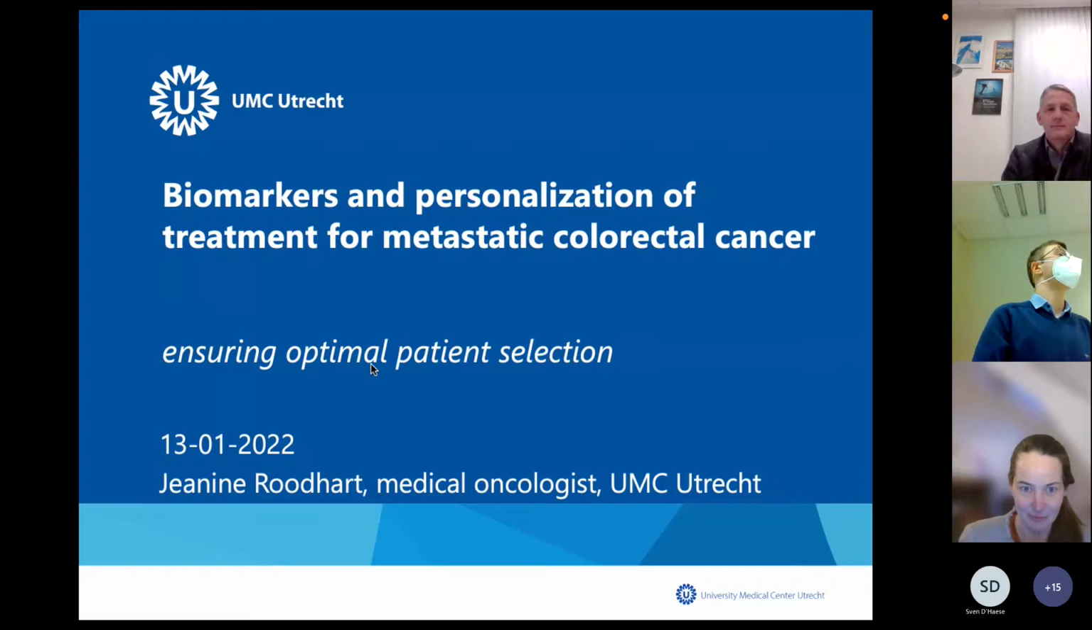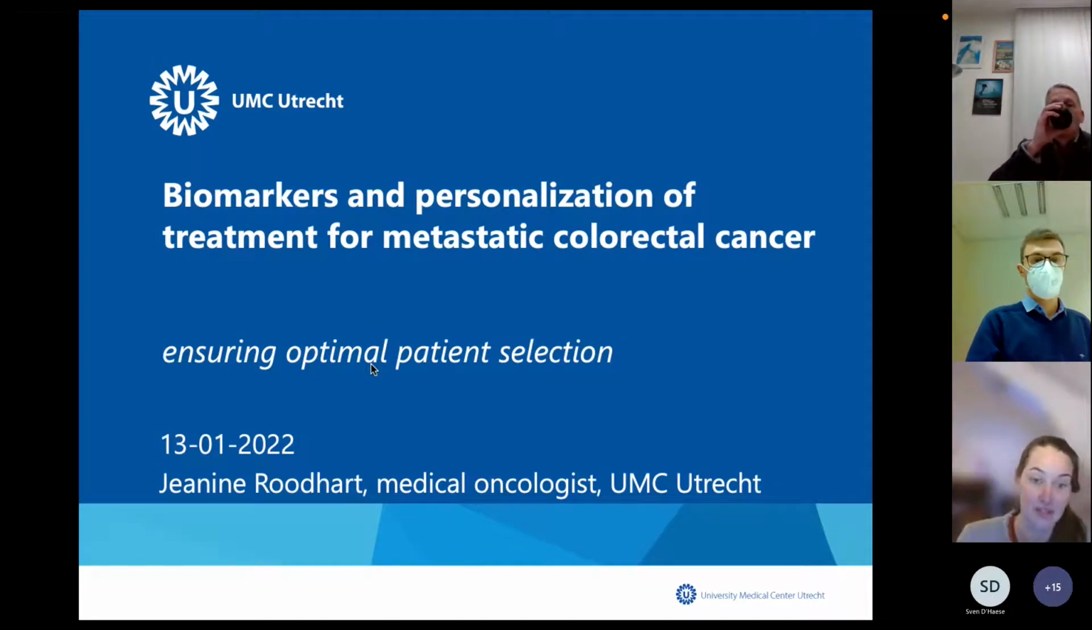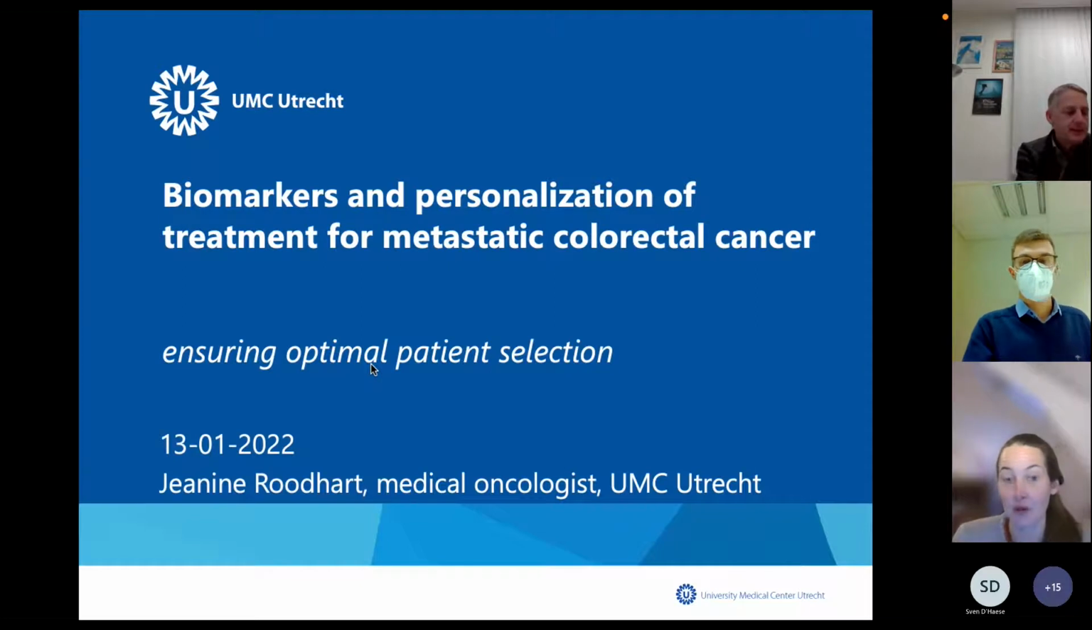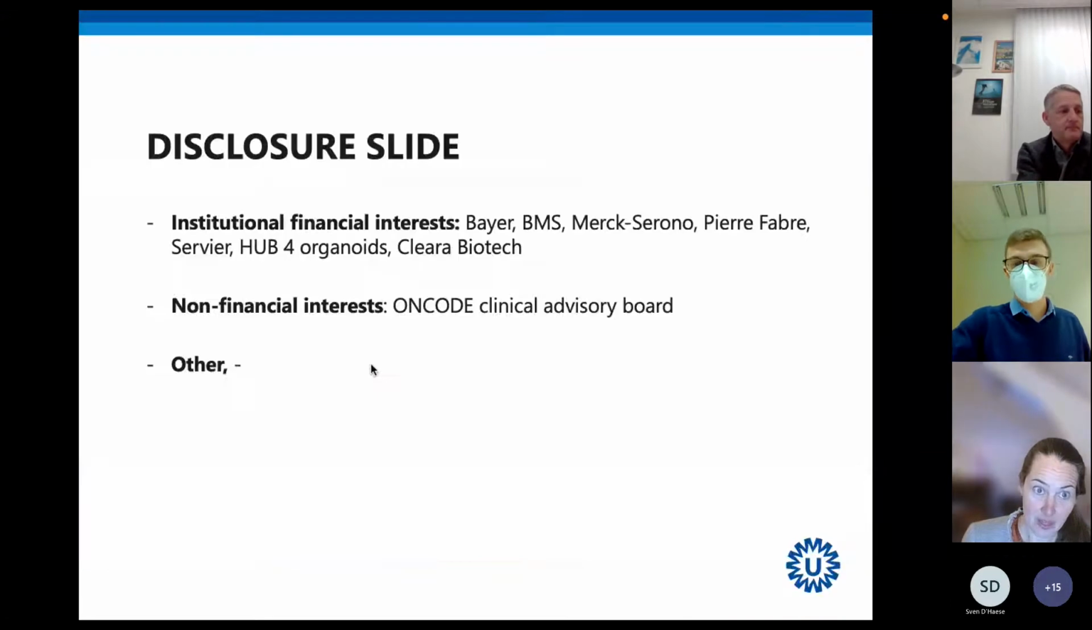So I would like to show you an overview of biomarkers and targeted treatment options in standard of care and emergent treatment options for subgroups of colorectal cancer in the clinic. So these are my disclosures.